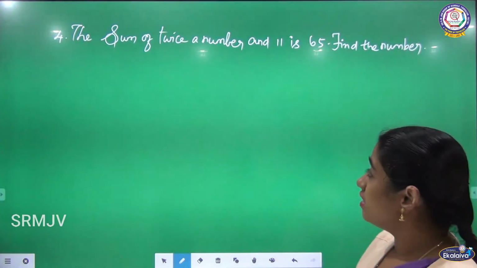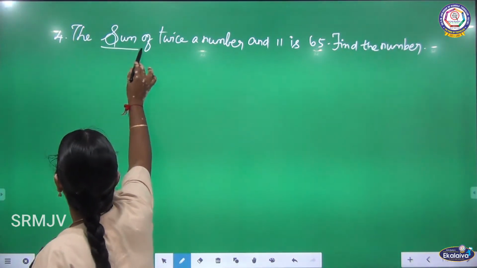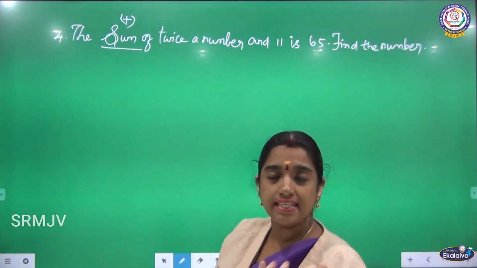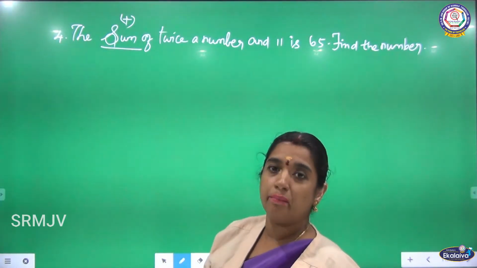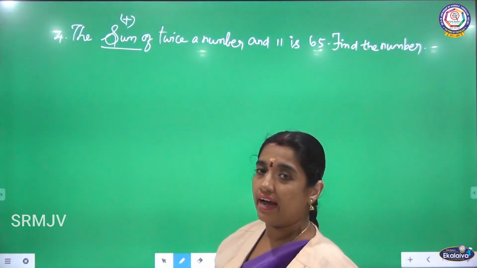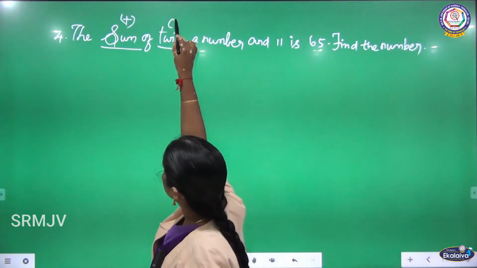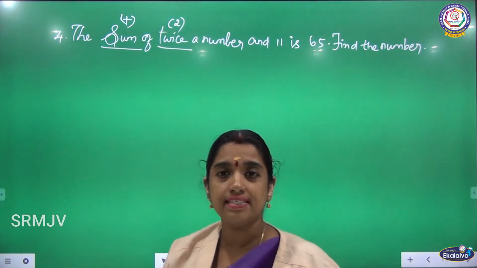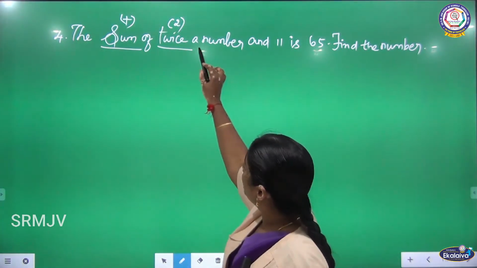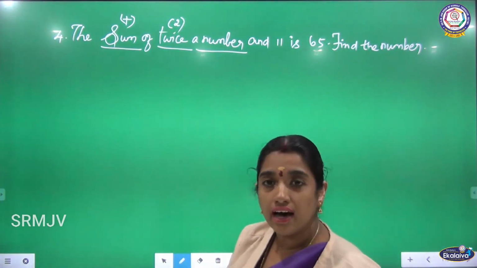Listen. The sum means what? Plus. Okay. The sum. See, these are some keywords for addition. Sum, together, more. So these are the keywords for the addition symbol. Okay. The sum of twice. Twice means what? 2. Can you clear this? Sum of twice a number. I don't know this, it is an unknown number. I am going to find out the value for this. A number.